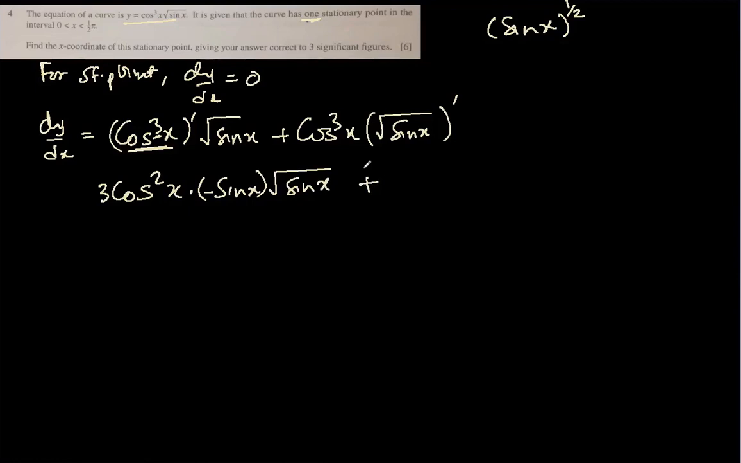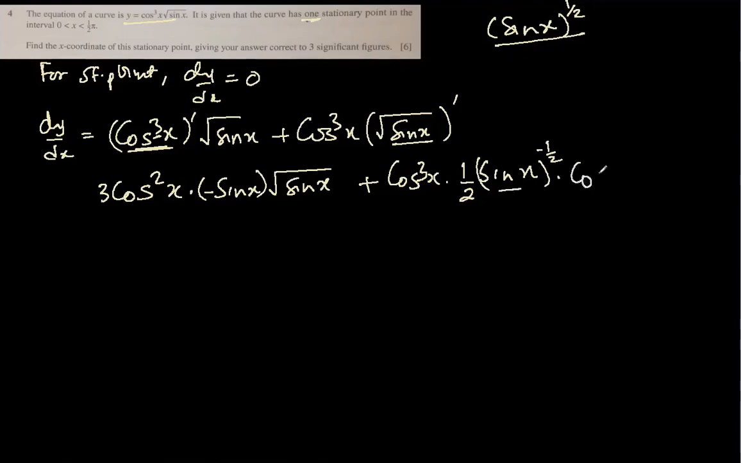Now this is here. So if I want to differentiate that, half will come in front and sin x, its power will go down by 1. So half minus 1 is negative half. And then we have to differentiate sin x as well, which is cos x.